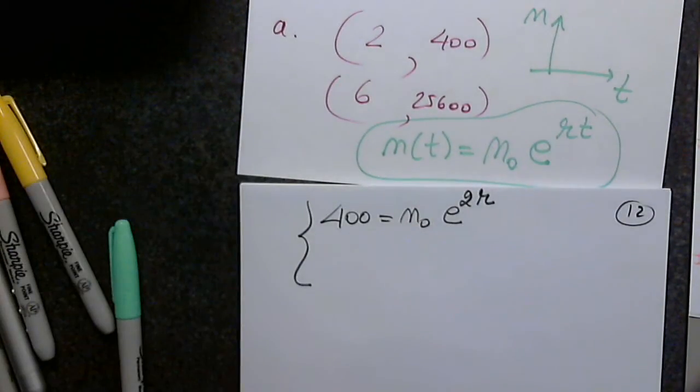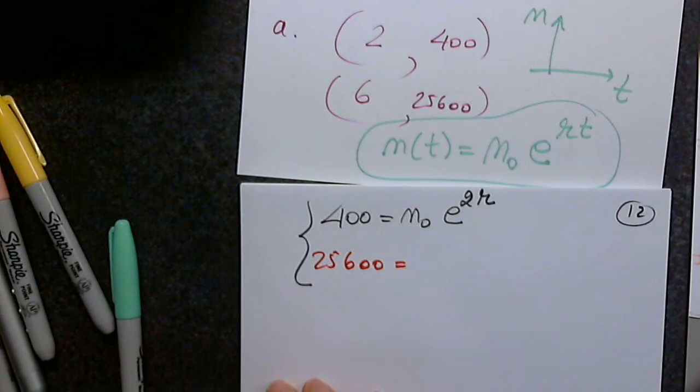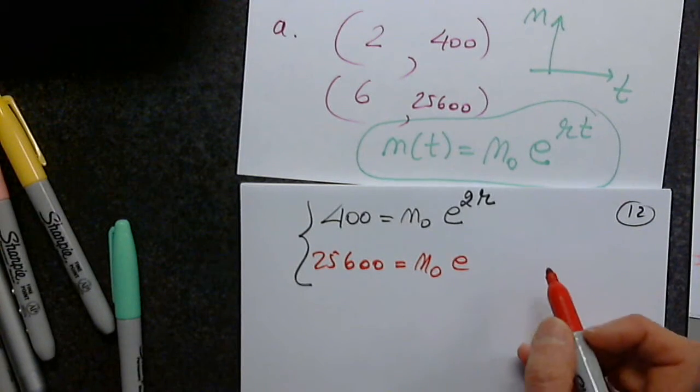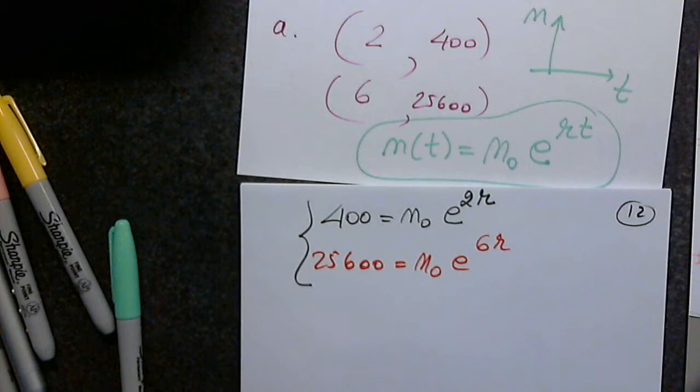Can anyone give us a second equation, please? 25,600 equals N0 e to the 6r. That's it. From these two equations, I don't know what I'm going to do, but I have to get N0 and r.